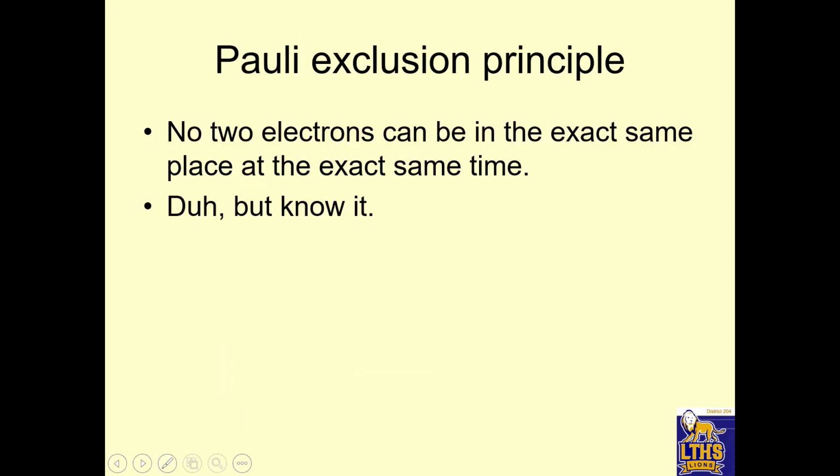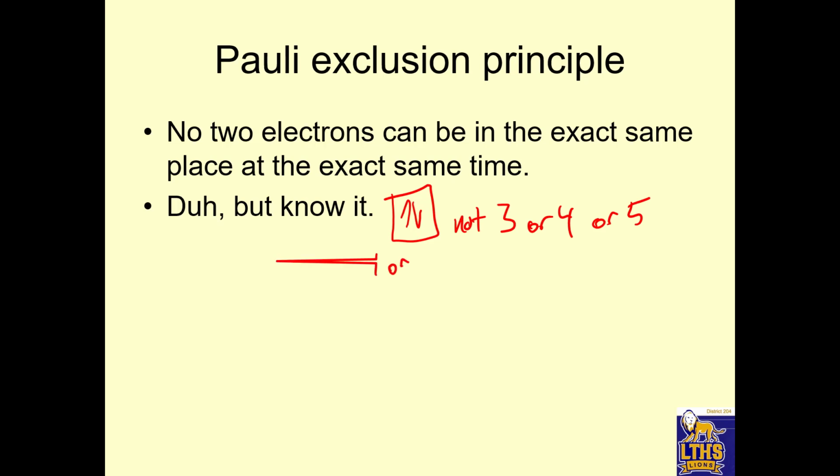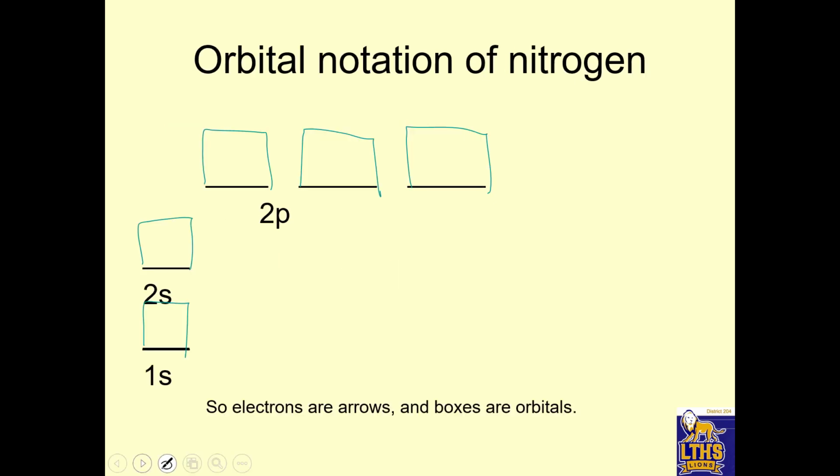No 2 electrons can be in the exact same place at the exact same time. Duh, but know it. The other way of saying this is this holds 2, not 3 or 4 or 5, right? This would be 1 or 2 with a crazy little 1.